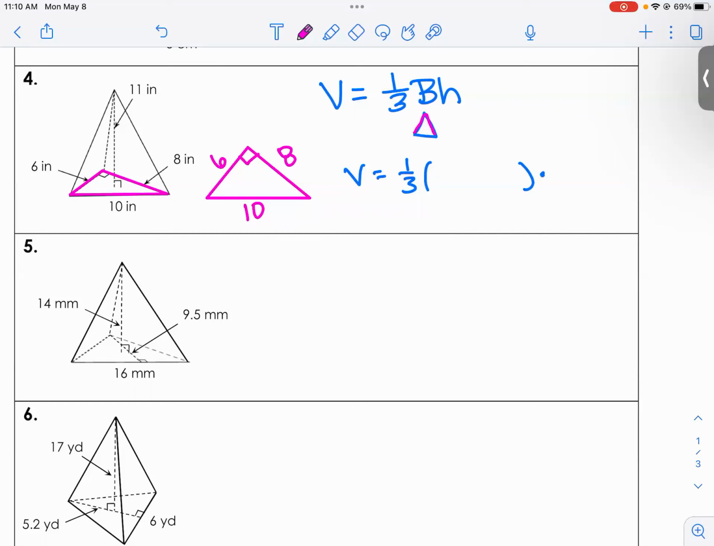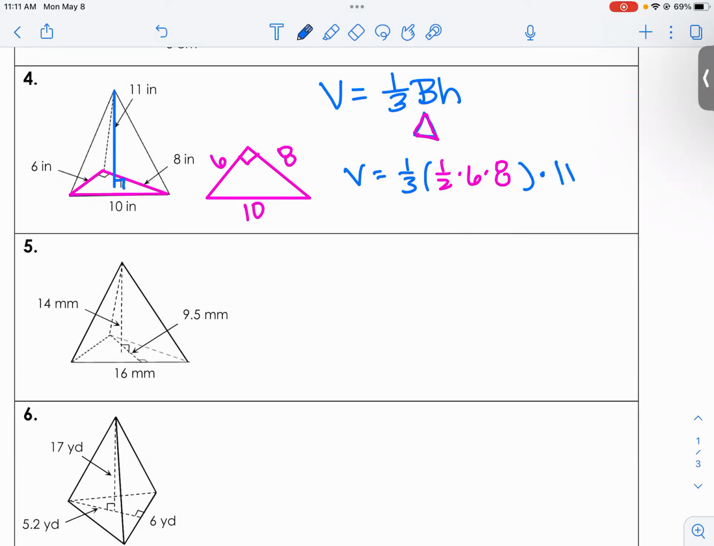Now remember, we're talking about a triangle. The area of a triangle is 1/2 base times height. So we need 1/2 base times height because it's a triangle. Quinlan and Brady told us we need 6 and 8 because the base and the height of our triangle are connected to the right angle. Okay, and then which number is the height of the pyramid? 11 is the height of the pyramid because it goes from the tip to the base and it's at that right angle.